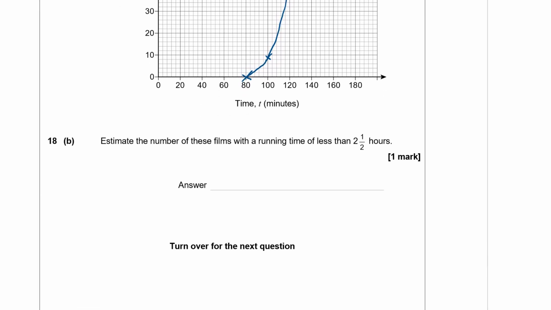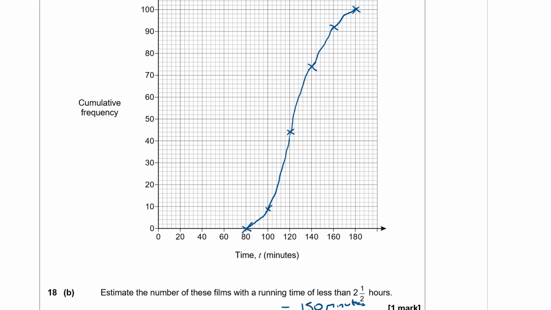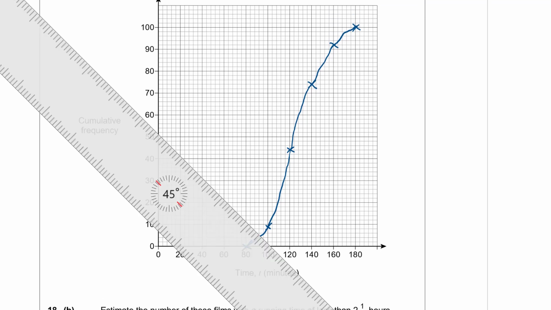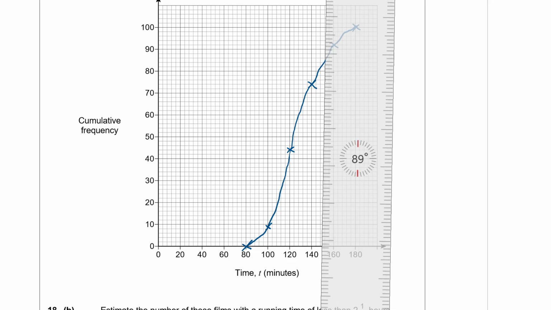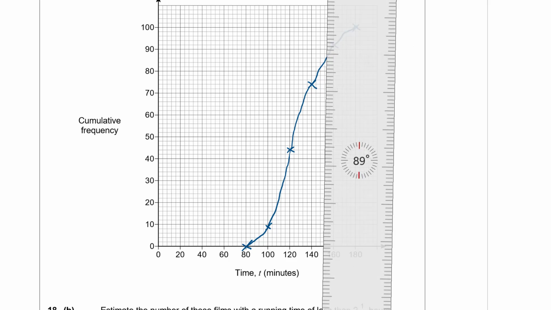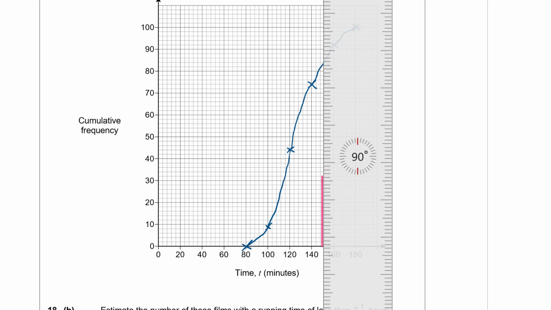Estimate the number of these films with a running time of less than 2.5 hours. So 2.5 hours is how many minutes? That's 150 minutes, isn't it? So what we need to do is read up from 150 and across. So let's get the ruler out, put it on 150. So we're going to draw up from the 150 until we hit the curve.